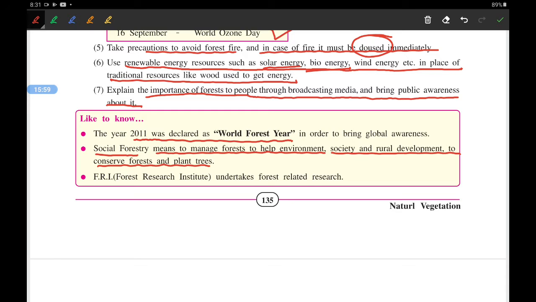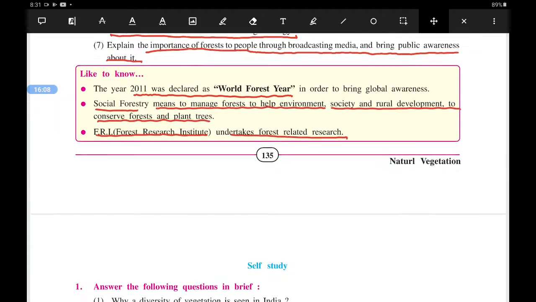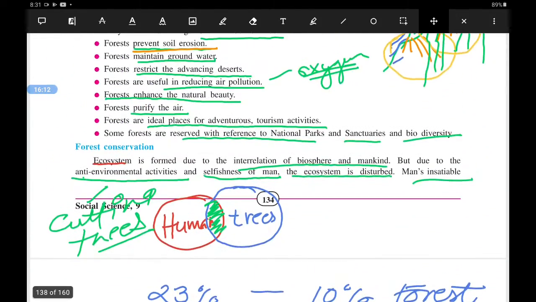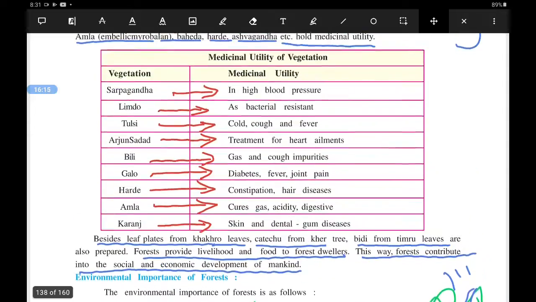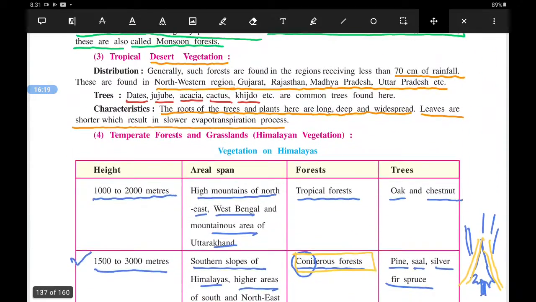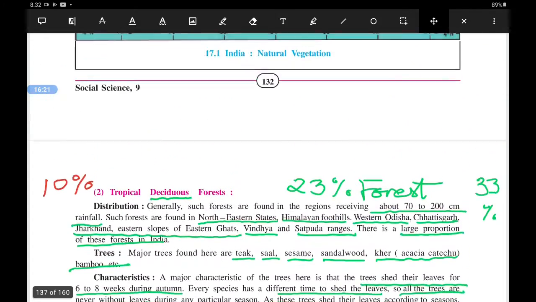Next is FRI, that is Forest Research Institute, which undertakes forest related research. Okay, so with this we complete our chapter. Hope you have understood it. Go through all the video lectures, read the textbook thoroughly and understand each and every topic in a better way.